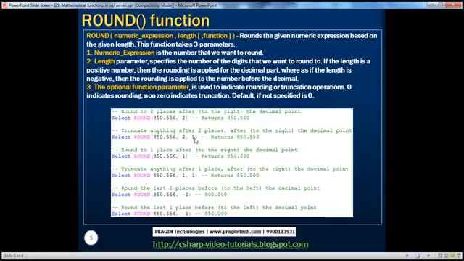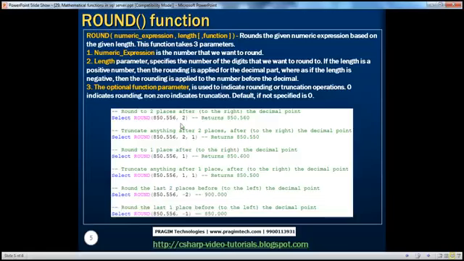So if you specify 1 as the third parameter, then you're telling the round function, don't round it, truncate it. Truncate it to 2 decimal places. So anything after 2 decimal places, just ignore that. So it's saying truncate this 850.556 to 2 decimal places. So what it does is it ignores this 6 and converts that to 0. So that's why we get 850.550.